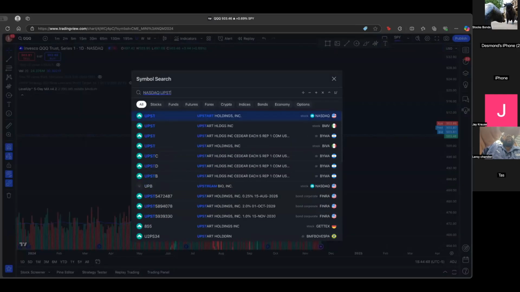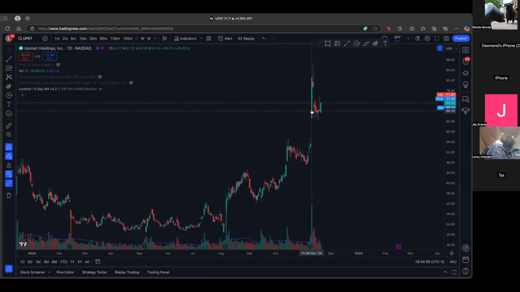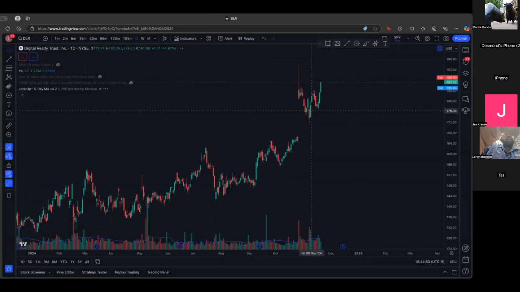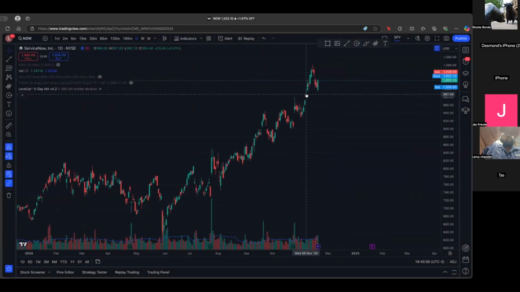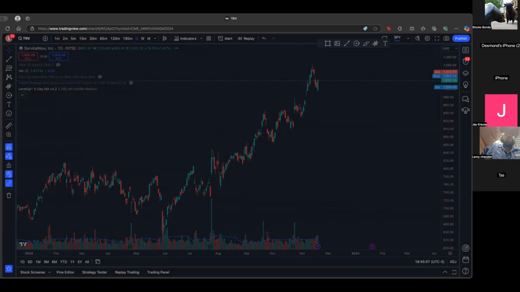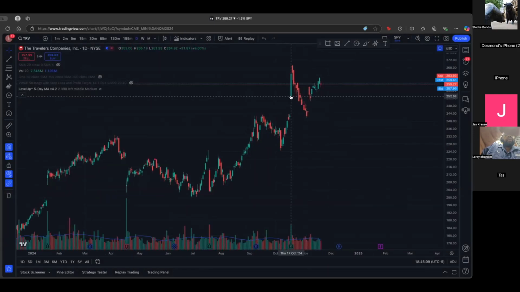Take UPST, for instance. There is a gap right here. And take DLR, for instance. There is a gap right here. NOW is the recent one which we trade. There is a gap right here. NNE doesn't have any gap. That's TRV, for instance. That's something which we traded. There is a gap right here. Every single stock posted in the small account, 95% of those names will have a gap up, and it will be in an uptrend. So the gap up will be happening at your all-time highs, and that is great.